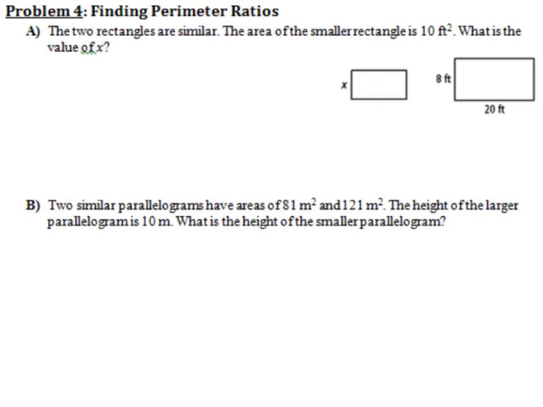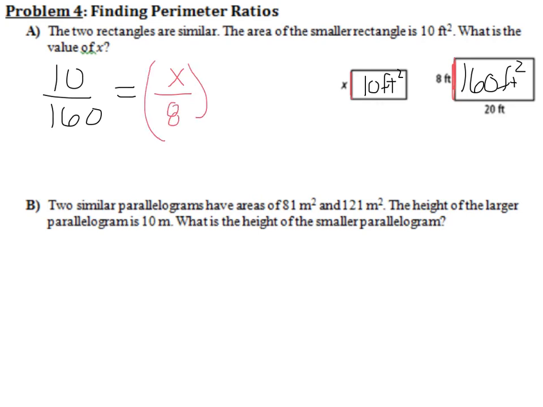So finding perimeter ratio, working backwards now. It's giving me that this whole area is 10 feet squared, and I can figure out that this area is 160 feet squared, because 8 times 20 is 160 feet. So first I'm going to write out my area ratio, so 10/160. Now I can set that equal to, I have two side lengths, my small and my large. That's going to be equal to x/8 squared, because remember, it's the side lengths that would be squared gives you your area ratio.